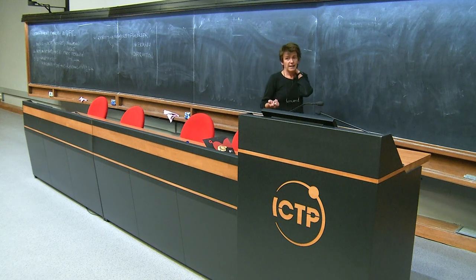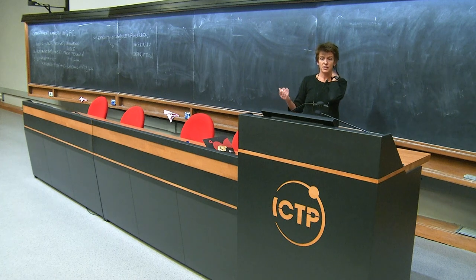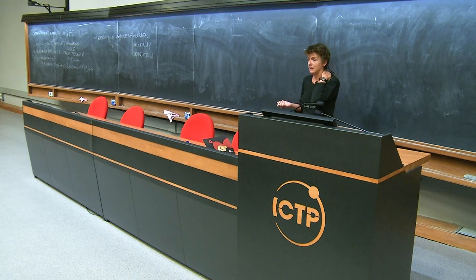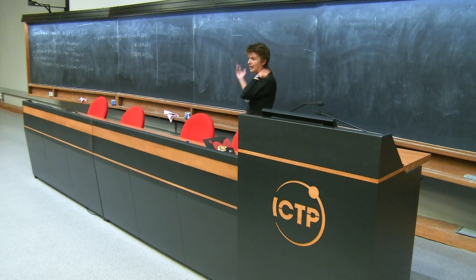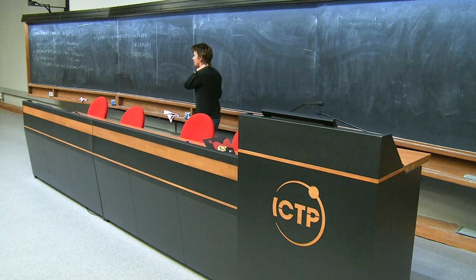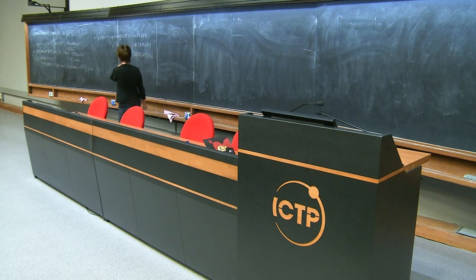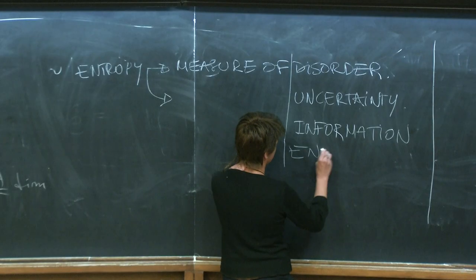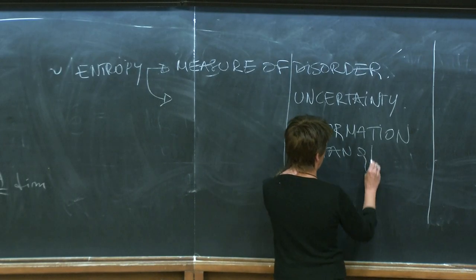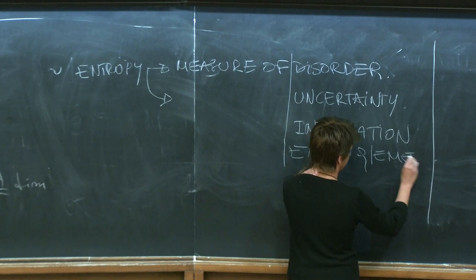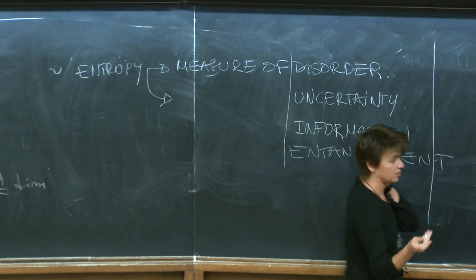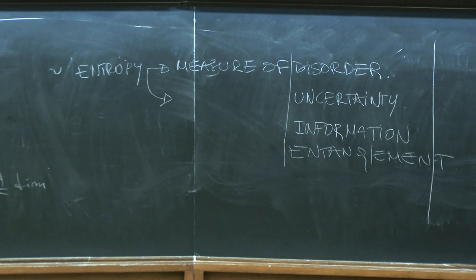And then you calculate the entropy associated with this local density matrix or reduced density matrix. This is known as the entanglement entropy. In general, you will say that this quantity measures the entanglement between the two subsystems.